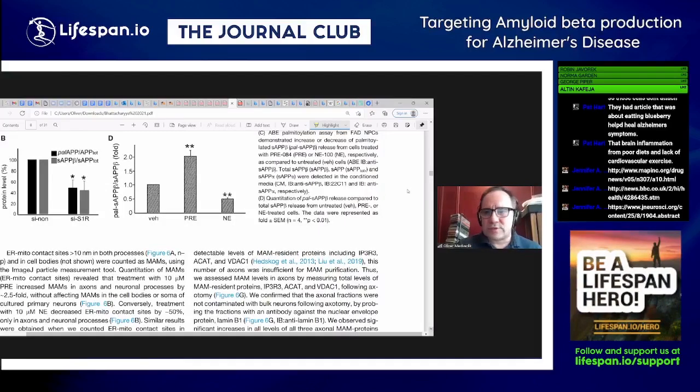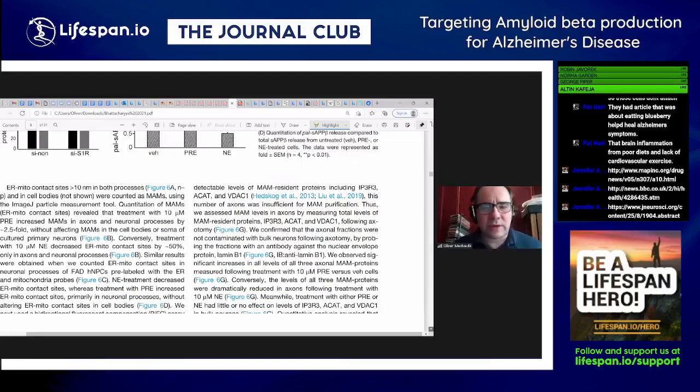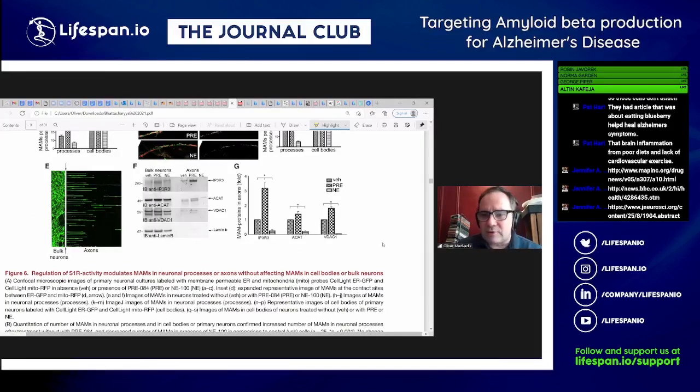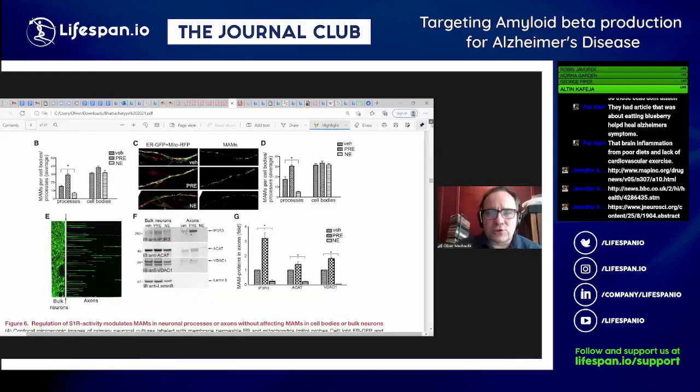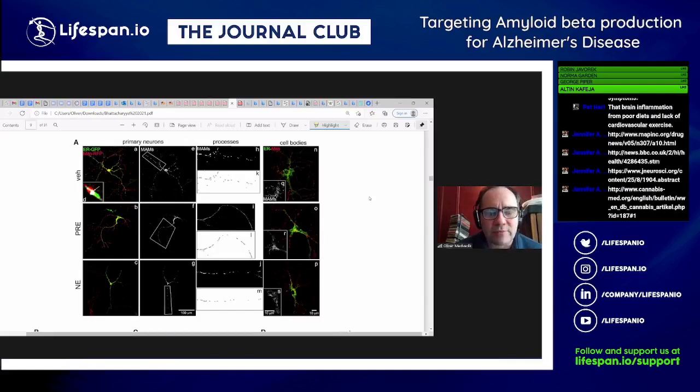So now we are in figure 6. We did figure 7, we might revisit that again. Here they look at S1R activity; we should probably have done much more of a deep dive into S1R. It's certainly implicated with MAMs. It modulates MAMs in neuronal processes or axons without affecting MAMs in cell bodies or bulk neurons. This is a staining assay. We looked at a transmission electron micrograph before; now they're doing staining with fluorescent microscopy. You have the ER stained with GFP, mitochondria stained with RFP, and these MAMs are the juxtaposition of the endoplasmic reticulum membranes and the mitochondrial membrane proteins.